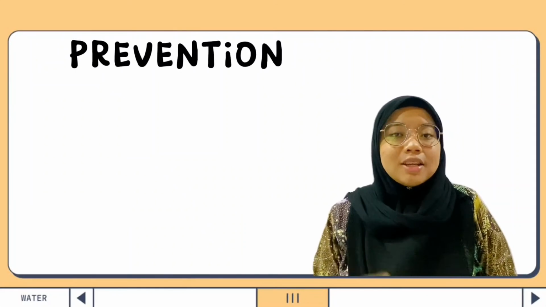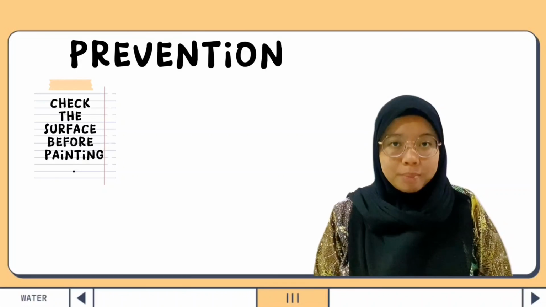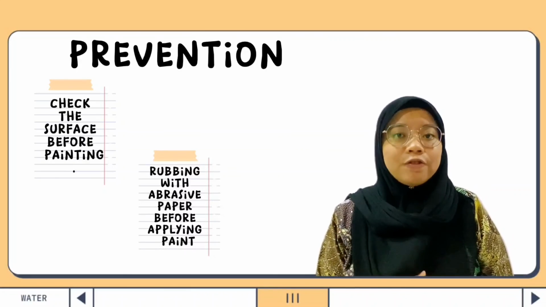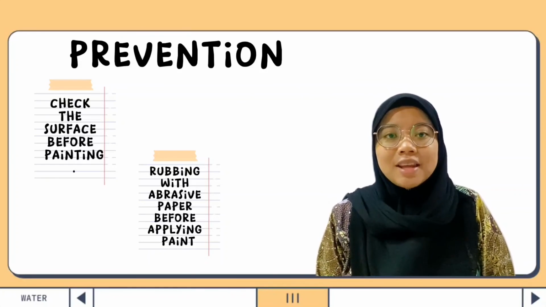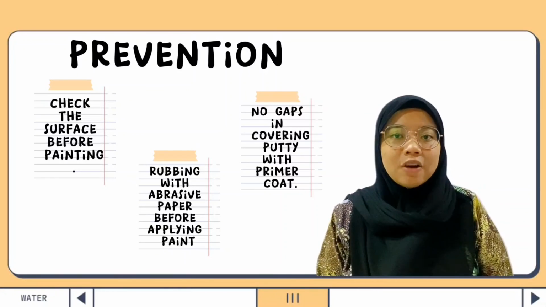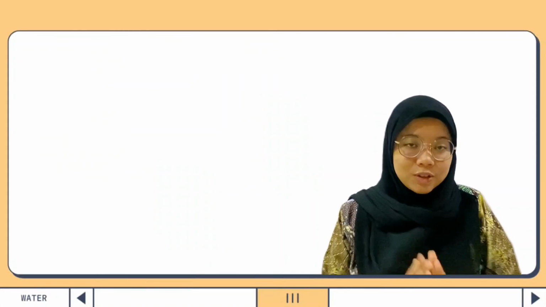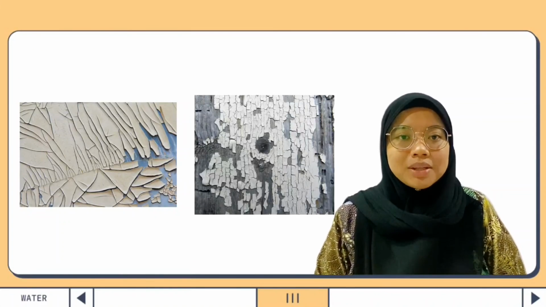To prevent this, it is very important to check the surface before painting. The surface should be clean and free from dust and grease by rubbing with abrasive paper before applying paint. Next is to ensure that there are no gaps by covering with putty and a primer coat. And as you guys can see, these are all examples of flaking paint.